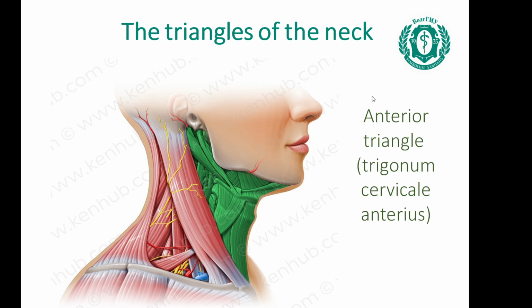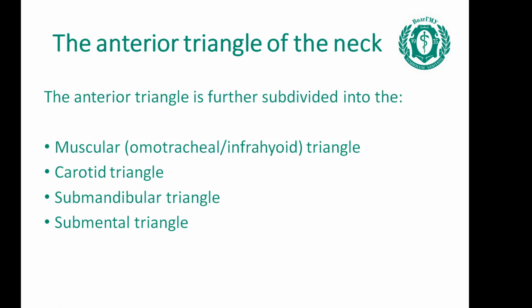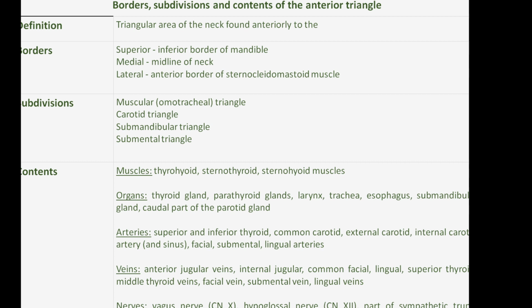Now you can see the anterior triangle of the neck, in Latin trigonum cervicale anterius. It is colored in green. The anterior triangle is further subdivided into the muscular or omotracheal infrahyoid triangle, carotid triangle, submandibular triangle, and submental triangle. Thus, you can see borders, subdivisions, and contents of the anterior triangle.